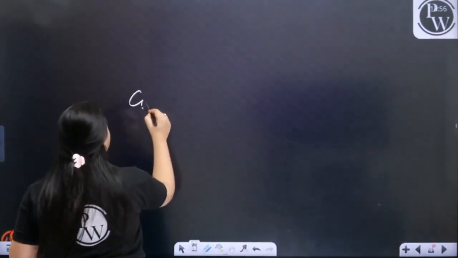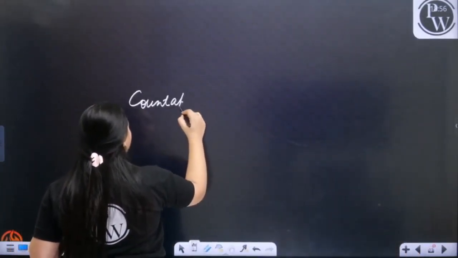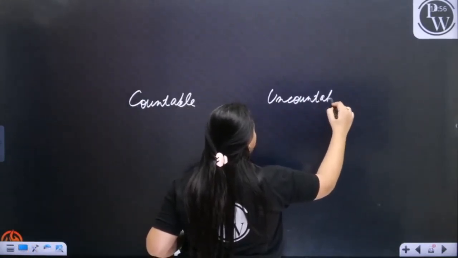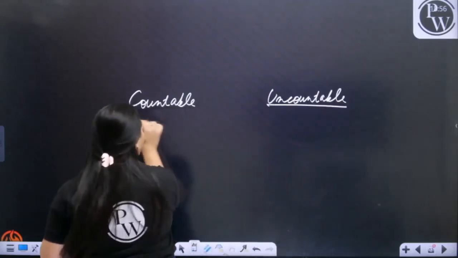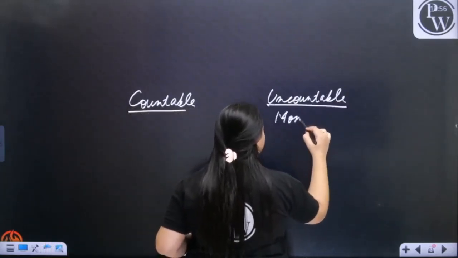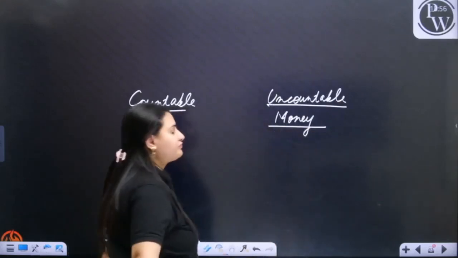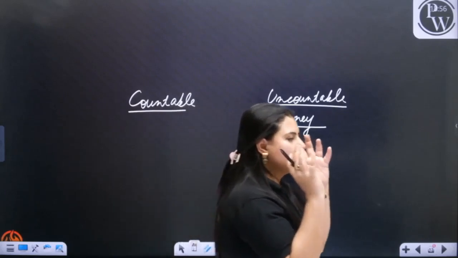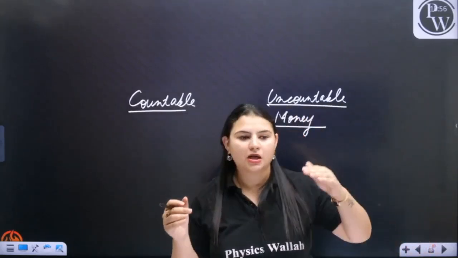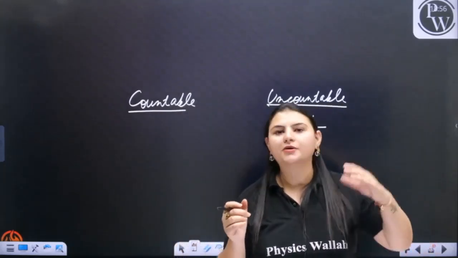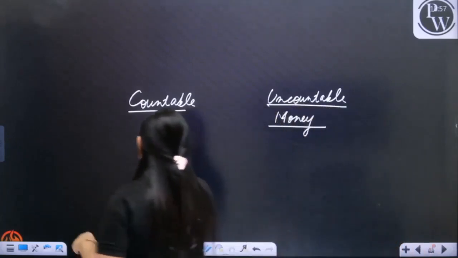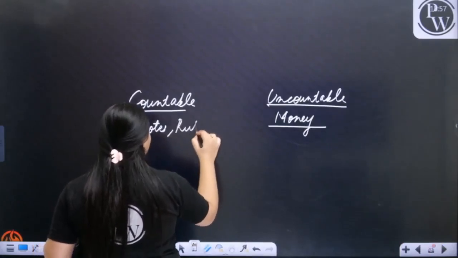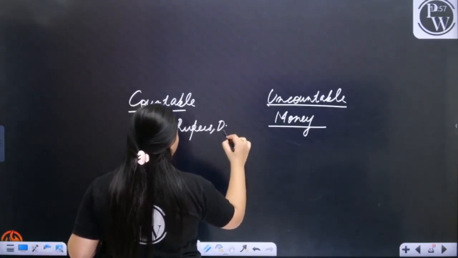We'll talk about this further. Countable and uncountable. We'll talk about a few examples that we must know. Now, money comes under uncountable. Money we cannot count because money actually covers a lot of area. Money can be your wealth, and you cannot count money. Dollars you can count, you can count notes, you can count rupees, and you can count the dollars.